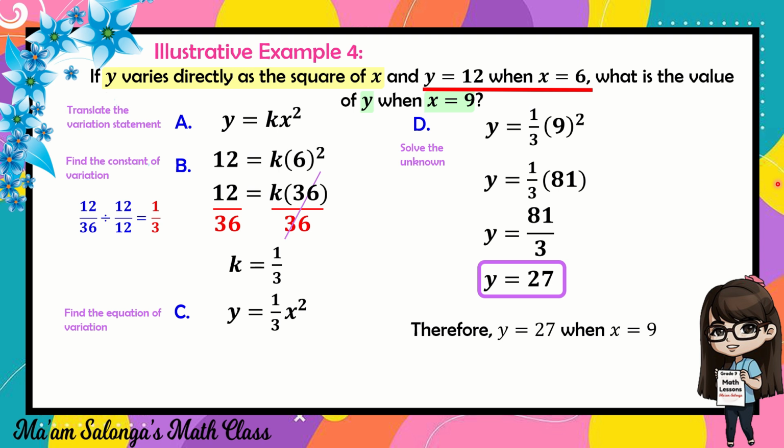Alam nyo na ngayon ang pinagkaiba ng direct variation at saka direct square variation. Parehas lang naman sila. Yun lang, yung independent variable sa direct square variation ay merong exponent na 2.